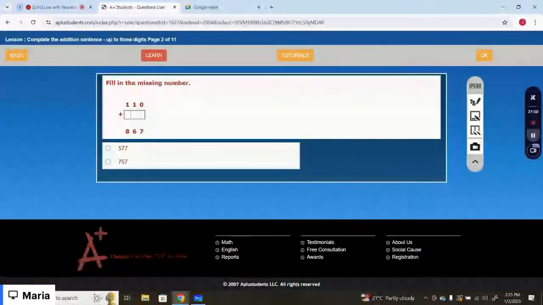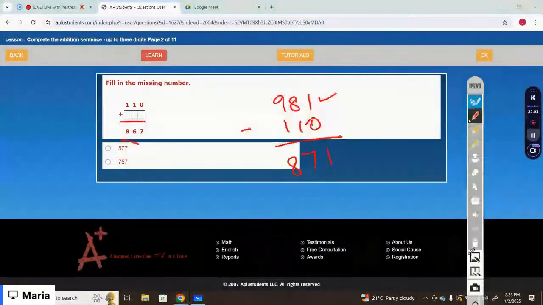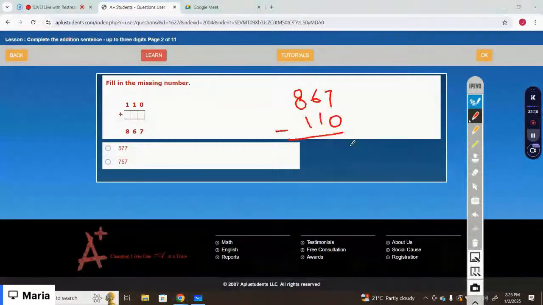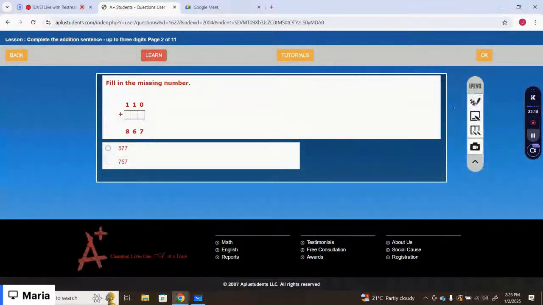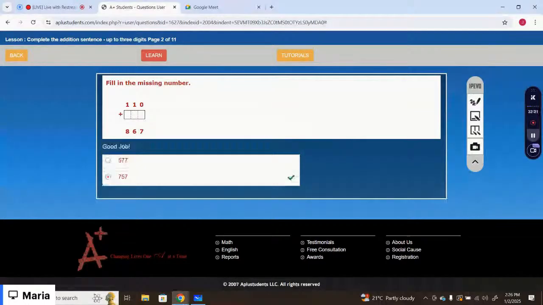Fill in the missing number. So again, you are given one of the numbers and the sum. You need to find the other one. So you have to subtract the given number out of the sum to find the missing value. 7 minus 0 is 7. 6 minus 1 is 5 and 8 minus 1 is 7. That is 757. Option number 2 is the correct option.